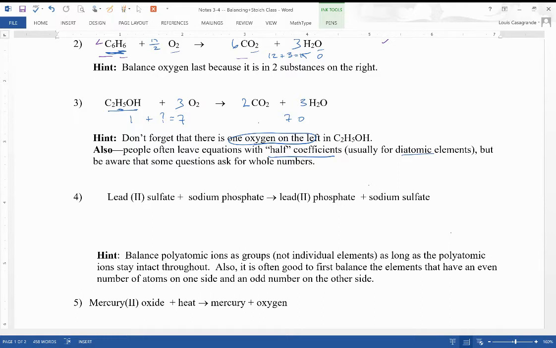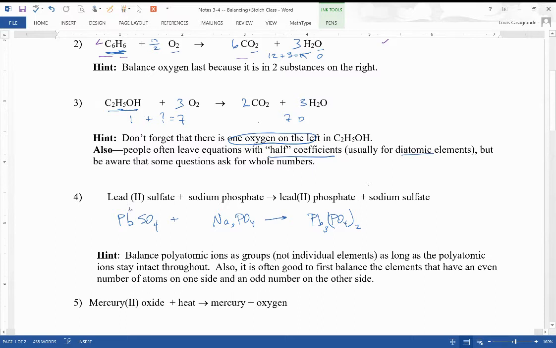So lead 2 sulfate, lead is Pb, sulfate is SO4, and lead is a 2 plus, sulfate is a 2 minus, so that balances out. Let's leave a blank. We don't have to worry about the states right now. Sodium phosphate, sodium is Na, phosphate is PO4 with a 3 minus charge, so we need 3 sodiums to go with that. We're going to make lead 2 phosphate, so lead 2 phosphate, Pb and PO4. So the lead is a 2 plus, phosphate is a 3 minus, so we need 3 Pbs, and we need 2 phosphates.